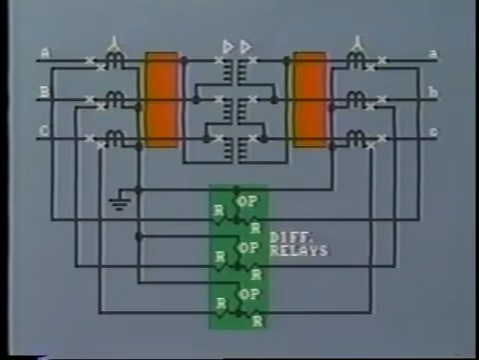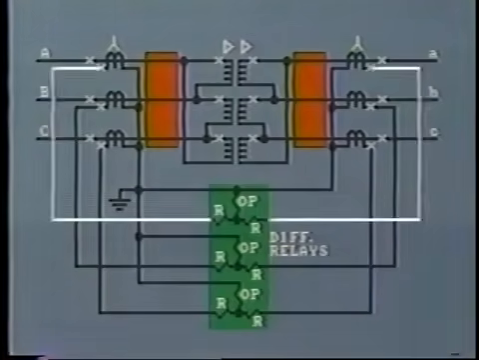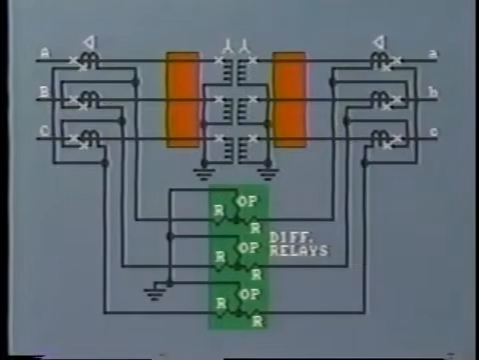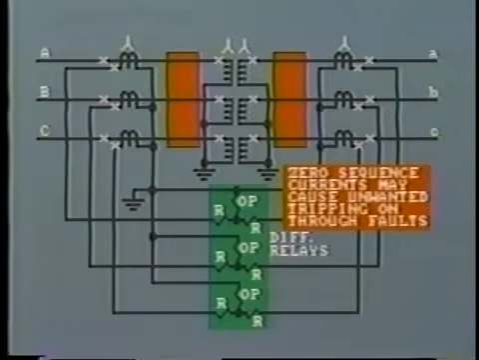The CT secondaries are connected to their respective restraint coils at the differential relay. That is, line A to restraint coil A, and so on. Where the transformer is connected grounded Y on the primary and grounded Y on the secondary, the CTs are delta connected on both sides. Why is this? Well, with Y CT connections, zero sequence currents may flow in the relay, causing unwanted tripping on through faults. Delta CT connections are safer as they eliminate zero sequence currents from the relay.